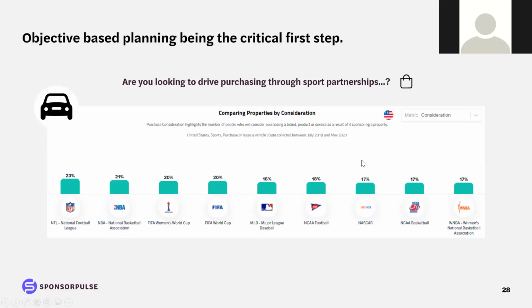So all of a sudden you see the WNBA on the list. You see the FIFA Women's World Cup. You see NASCAR on the list. Again, you're looking at thousands of properties through one lens, which is objective based, and you're starting to uncover things that you might not have seen prior to having that one single voice perception.